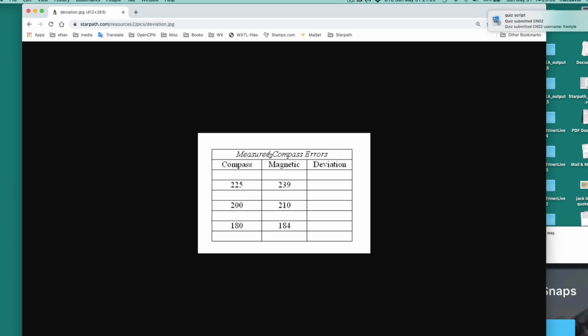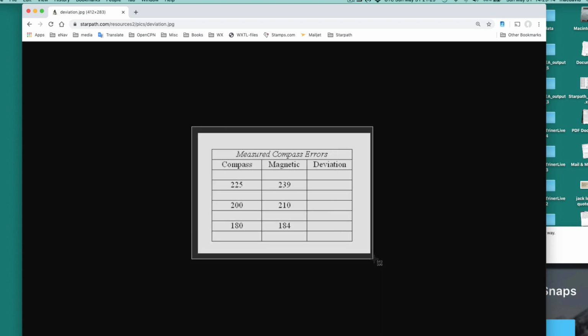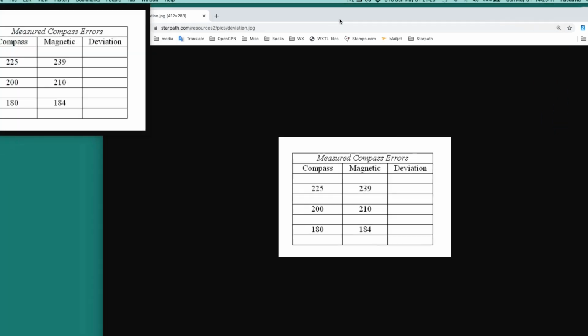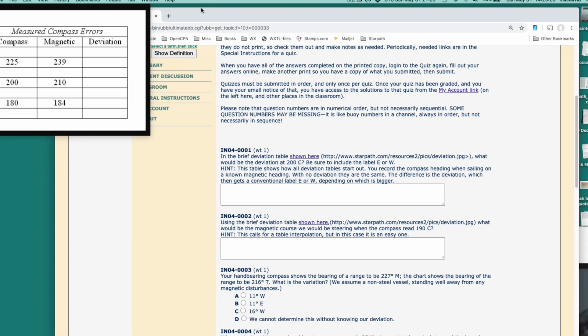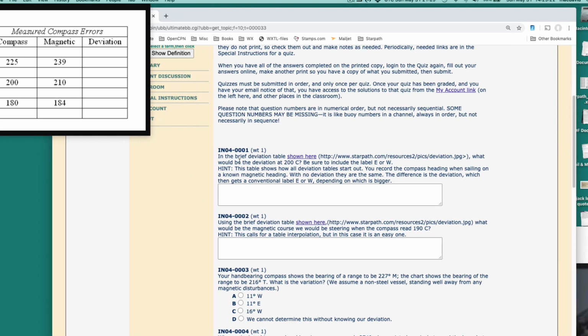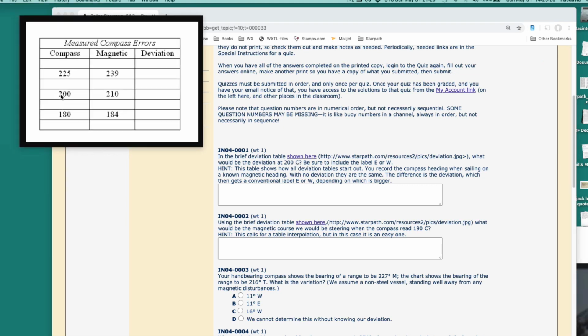That's the table. Let me go up here and make a copy of that we can work with, and then go back to the quiz. So there's the quiz and here's the table, and we want to know what the deviation is at 200. Here are the compass courses, exactly what the compass reads, and then this is the true magnetic. The difference between these two is the error in the compass, the deviation.